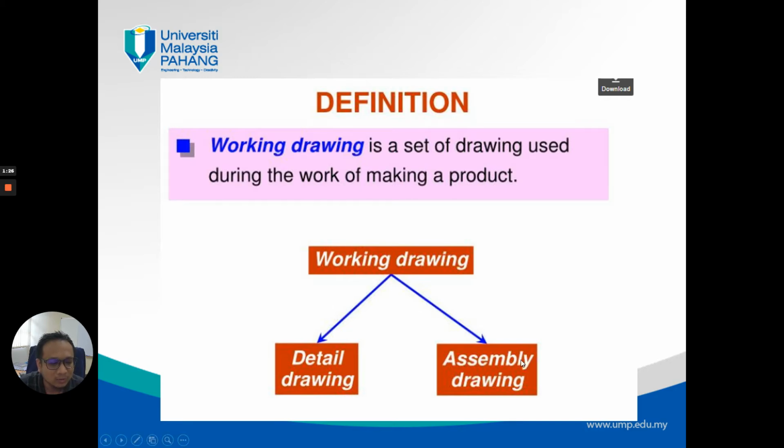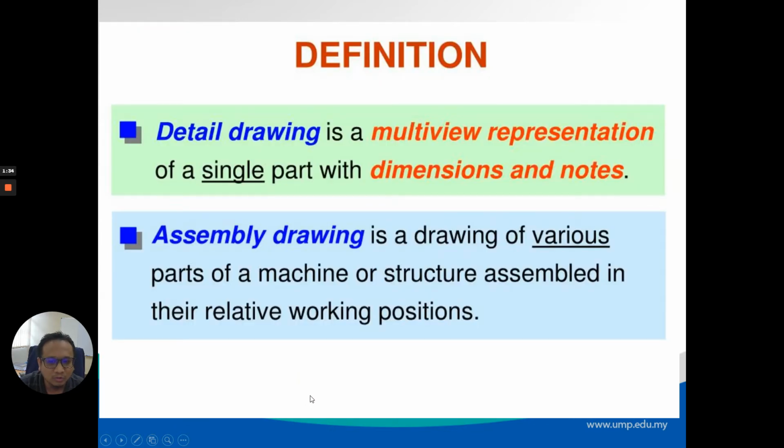And inside this assembly drawing, you want to purposely show the detail of this drawing. The detailed drawing is basically a multi-view representation of a single part with the dimensions and notes. So you want to measure, for example, you want to use a microscope to see a part where you want to focus. That is the detail of the drawing of an assembly drawing. Whereas the assembly drawing is a drawing of various parts of machine or structures assembled in their relative working position.